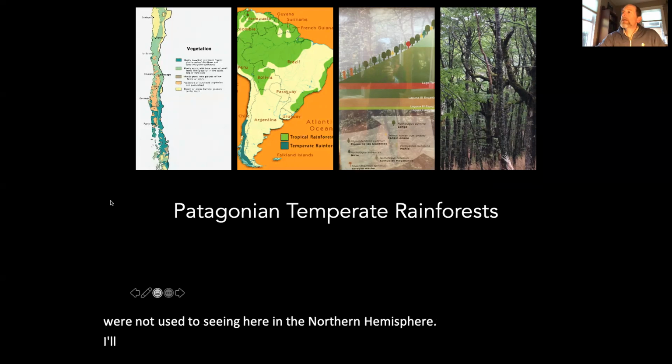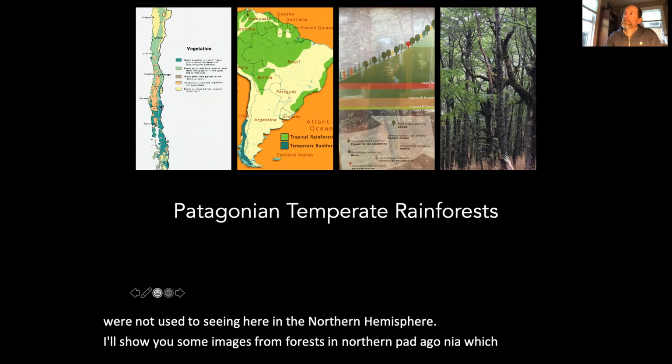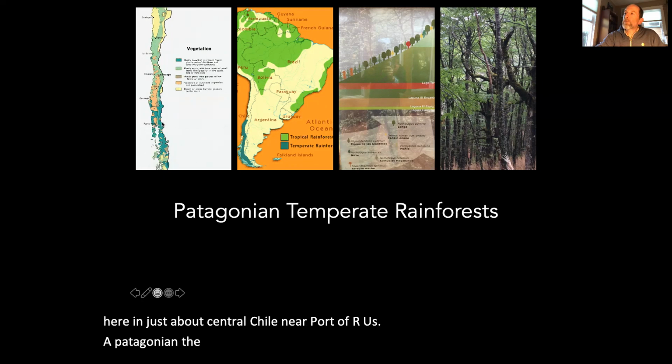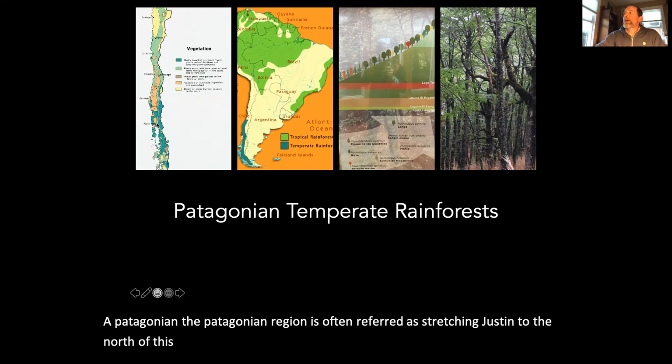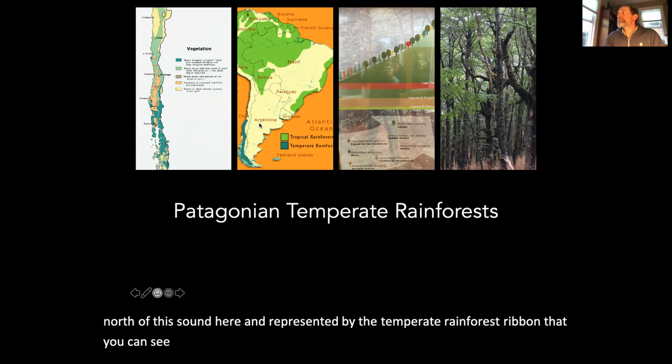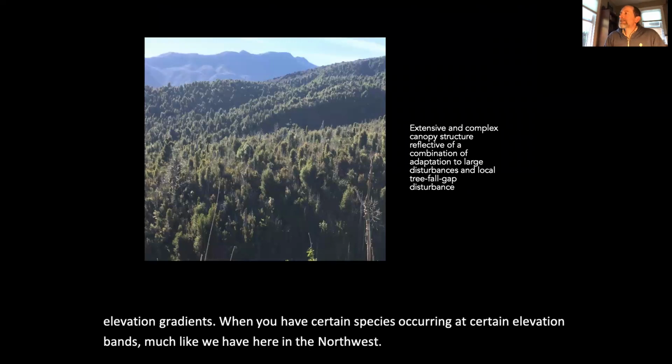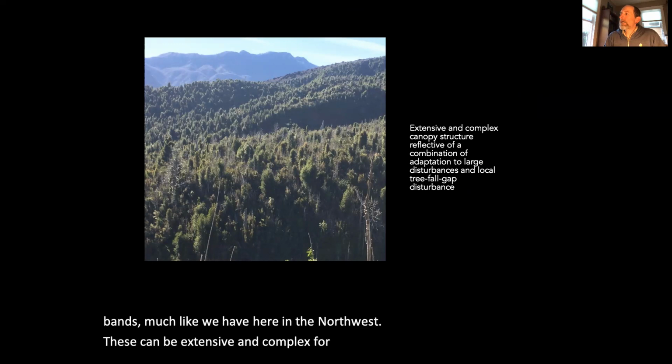I'll show you some images from forests in northern Patagonia, which is right here in just about central Chile near Puerto Varas. The Patagonia region is often referred to as stretching just into the north of this sound here, and represented by the temperate rainforest ribbon that you can see here in southern Chile. These forests tend to have predictable elevation gradients where you have certain species occurring at certain elevation bands, much like we have here in the Northwest. These can be extensive and complex forests with really complicated canopy structures.